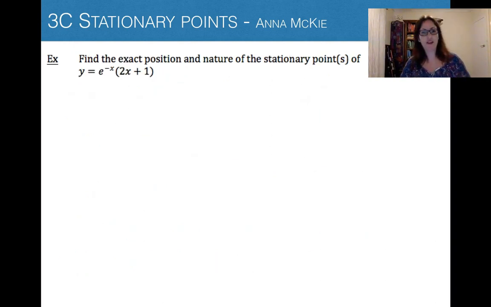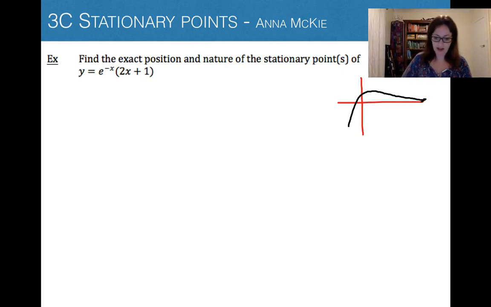Next one, find the exact position and nature of stationary points of this function. So it's an exponential. Draw it on your calculator. See what it's going to look like first of all. I will give you a hint, but don't rely on me. What if I'm wrong? It might look something approximately like this. So how many stationary points are you expecting? 1 would be your answer, so that you know what you're heading towards. How do we find them out?